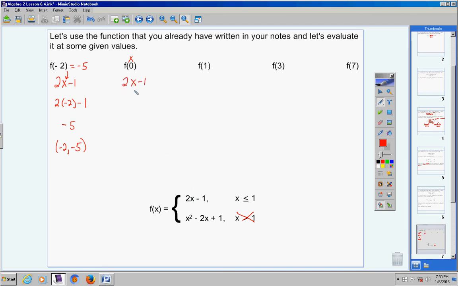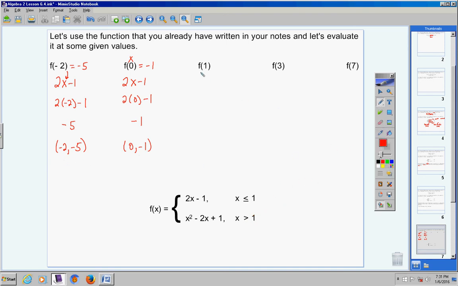And we're going to substitute 0 in for x. 2 times 0 is 0, minus 1 is negative 1. So f of 0 equals negative 1. Or you could say 0, comma, negative 1. You put in 0, you got out negative 1. You put in negative 2, you got out negative 5. Now let's go on to the next one.